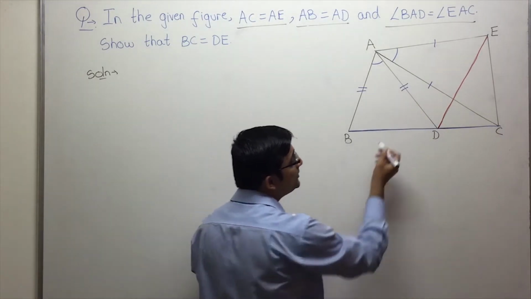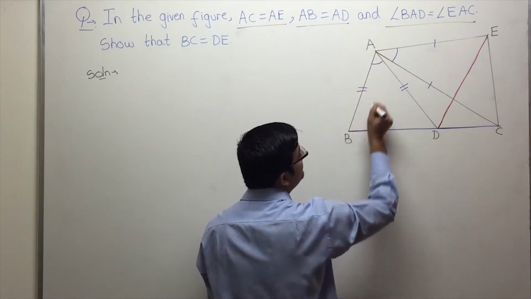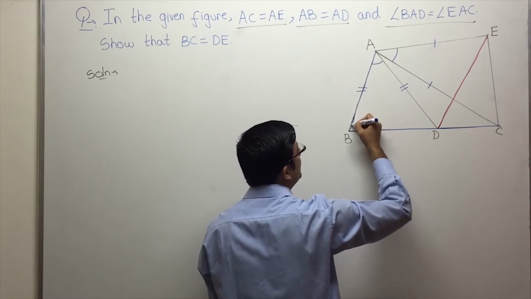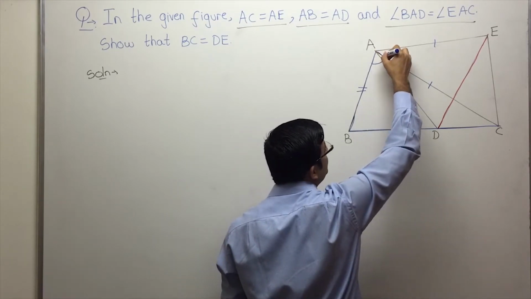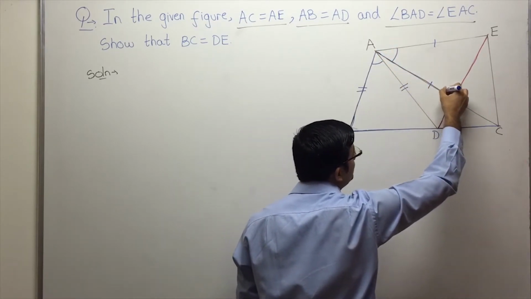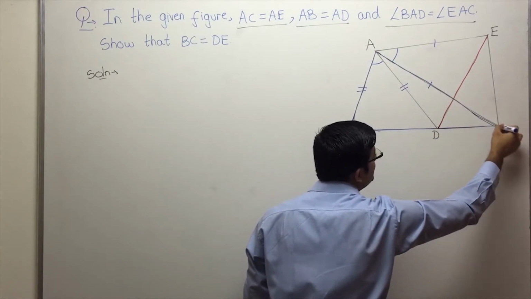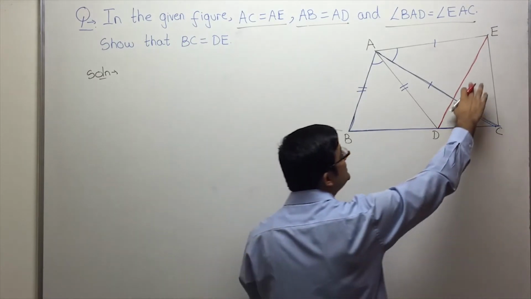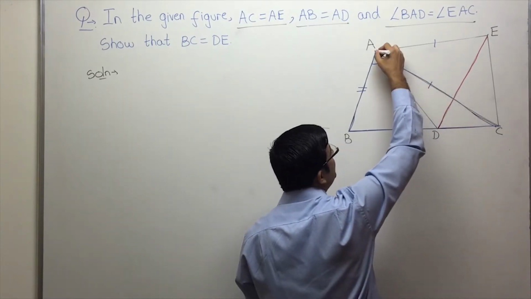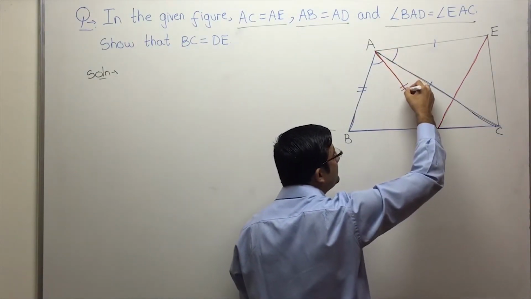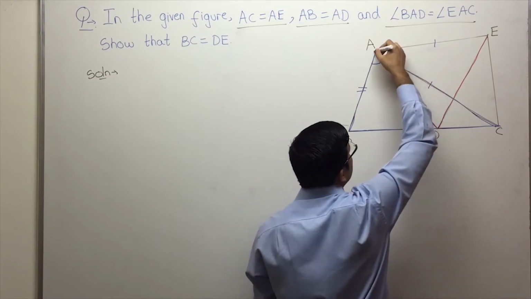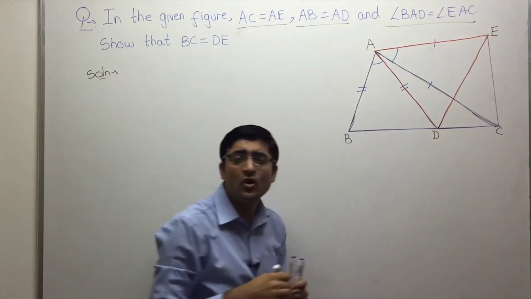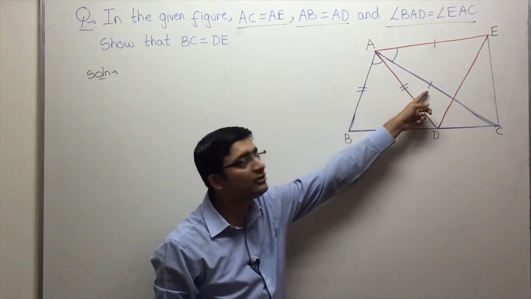So which is the triangle which has BC as its side? Triangle ABC. So I'll highlight it. So triangle ABC is a triangle which has BC as its side. Similarly, identify a triangle which has DE as its side. So triangle ADE. So this red triangle over here is triangle ADE. So now all we have to do is just show these two triangles are congruent.